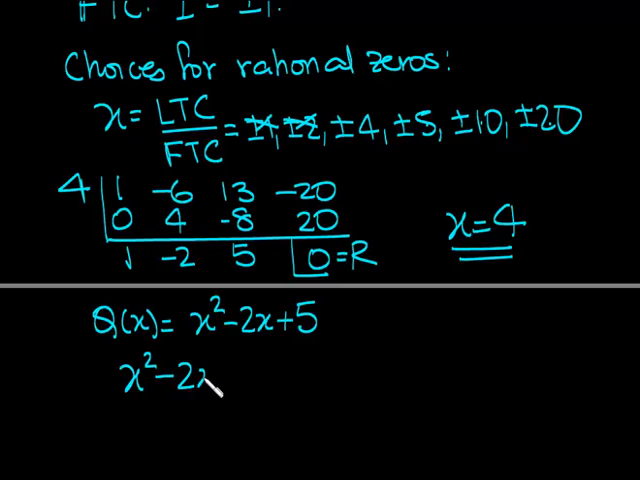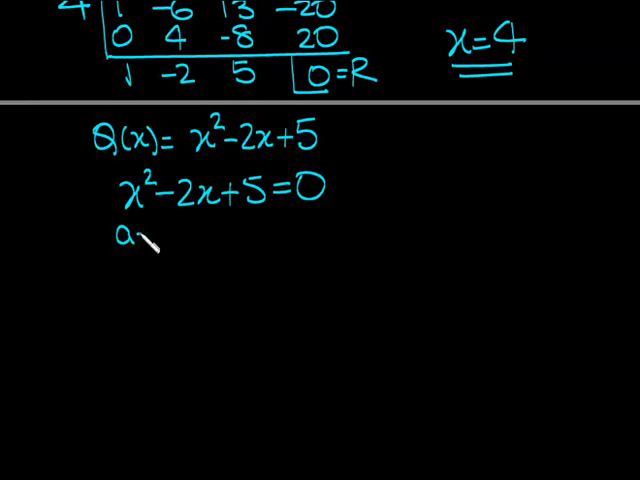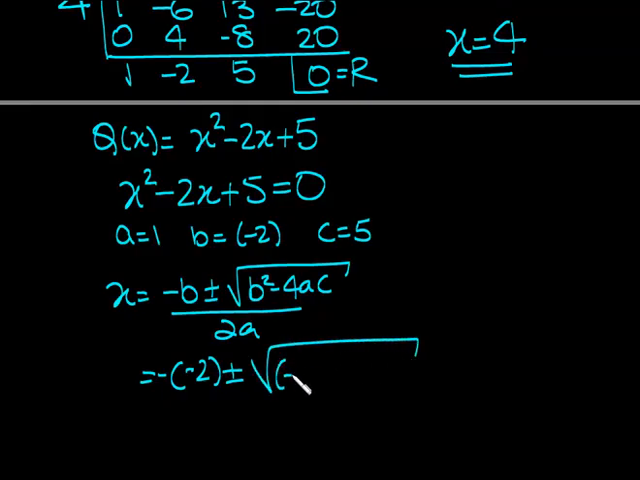I know how to find the zeros of this. All you have to do is take this polynomial and set it equal to 0. It's degree 2. If you cannot factor it, we can use the quadratic formula, which is what we need to do here. b is equal to negative 2 and c is 5. So we get x equals negative b plus or minus the square root of b squared minus 4ac, over 2a. So we get negative of negative 2, plus or minus the square root of negative 2 squared minus 4 times 1 times 5, divided by 2 times 1.